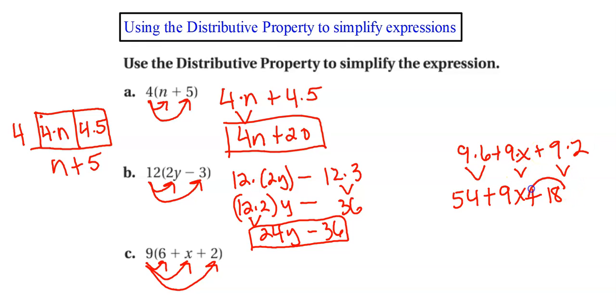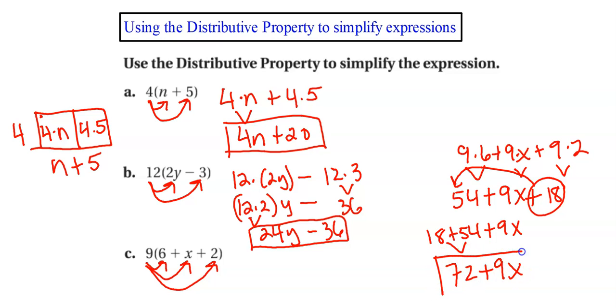Now I'm going to use the commutative property, right? And I'm going to move the 18 over there. So now I have 18 plus 54 plus 9x. And when I add the 18 plus 54, I get 72 plus 9x. That's as simplified as I can make it.